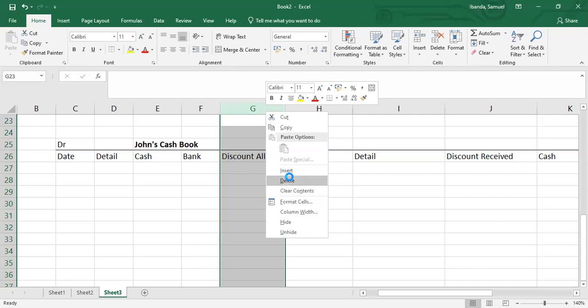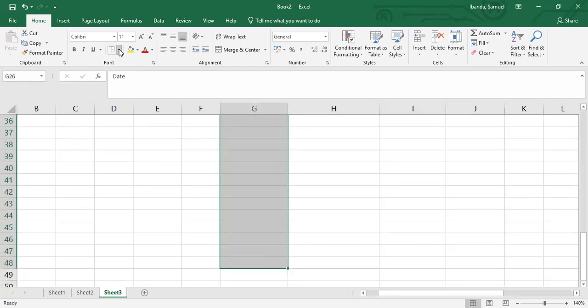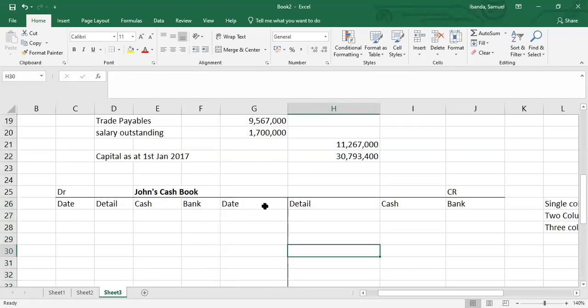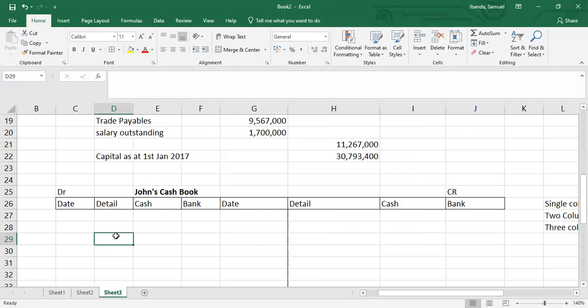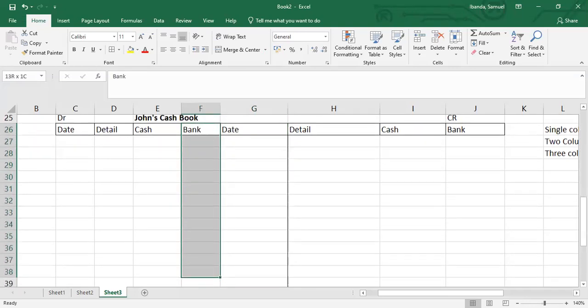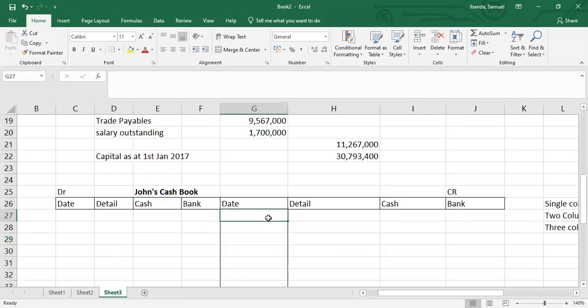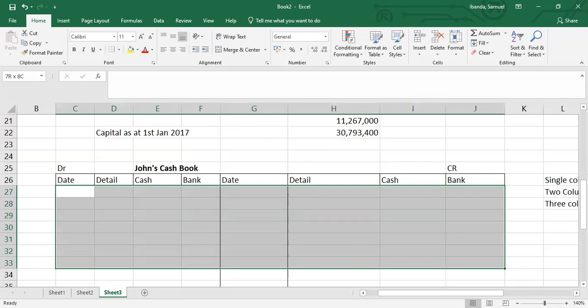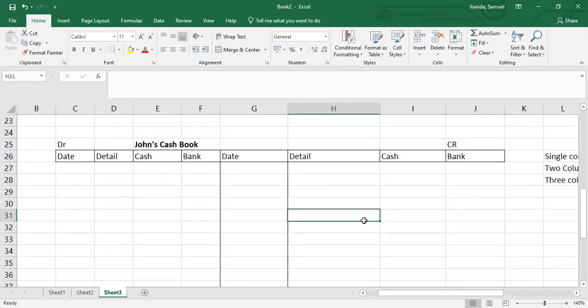I just felt I should highlight that for you, just in case you still have some challenges with understanding what a cash book is. So I'll just draw a middle line here for us to understand. Once I have my cash book right there, I'm now going to start. Let me put this column right here. You can draw the respective columns from your side there.